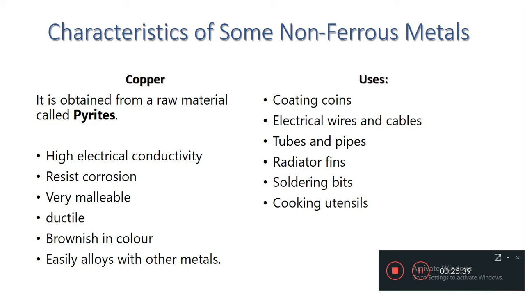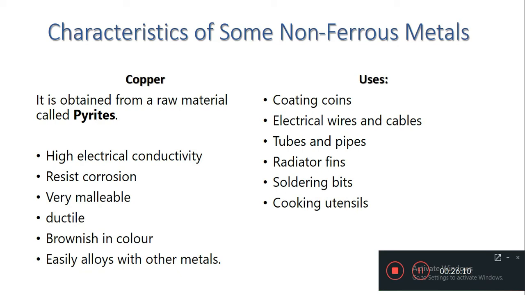Copper easily allows itself to be alloyed with other metals, or what I'm trying to say is that copper can easily be mixed with other metals to form a new form of metal. And this procedure is what we call an alloy, a mixture of two metals. What are the uses of copper?